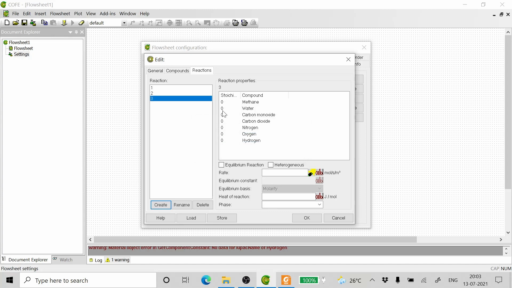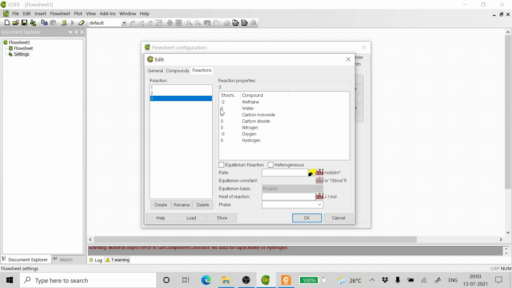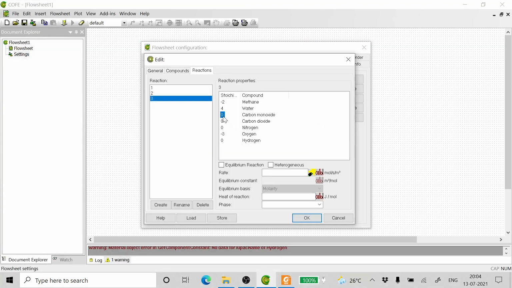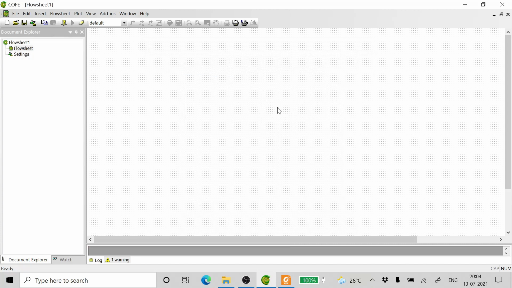Now the third reaction is the combustion of methane. So we have 2 moles of methane reacting with 3 moles of oxygen to give you 4 moles of steam or water and 2 moles of carbon monoxide. Okay, and this reaction is vapor phase, and we click OK. Now we are all set.